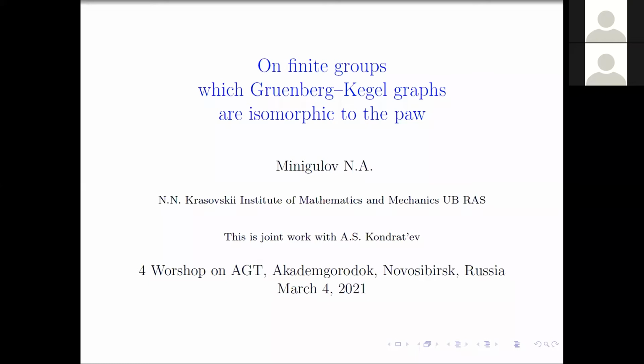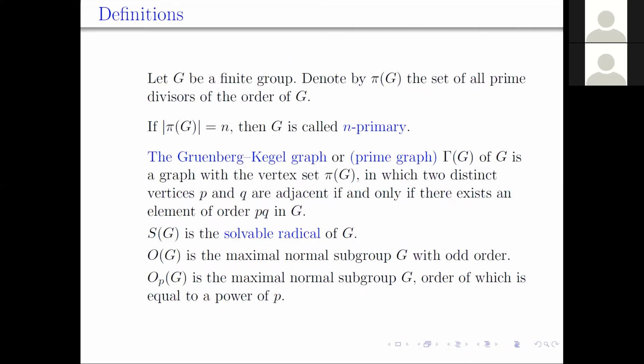Today I want to talk to you about our joint work with Anatoly Kondratyev on finite groups whose Gruenberg-Kegel graphs are isomorphic to the paw. Our notation and terminology are mostly standard and can be found in the Atlas of Finite Groups. Now I will give some necessary definitions.